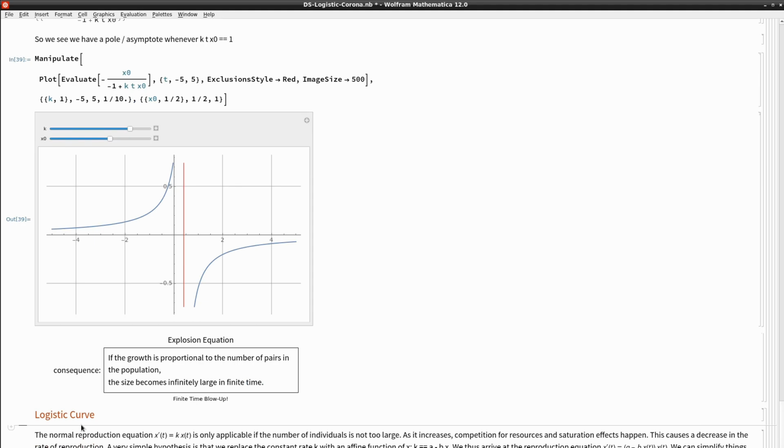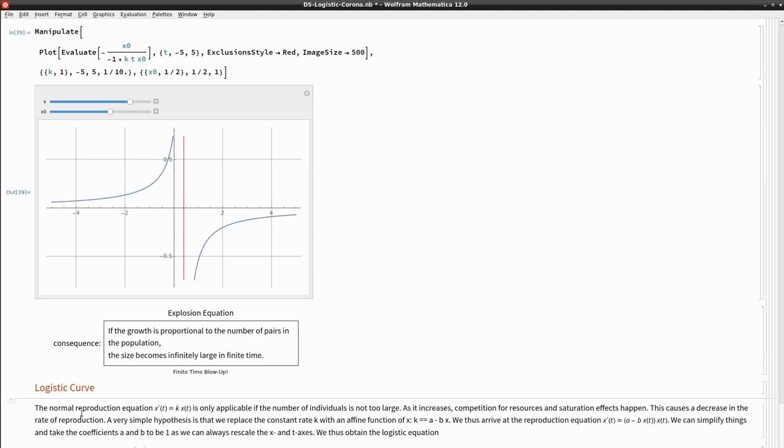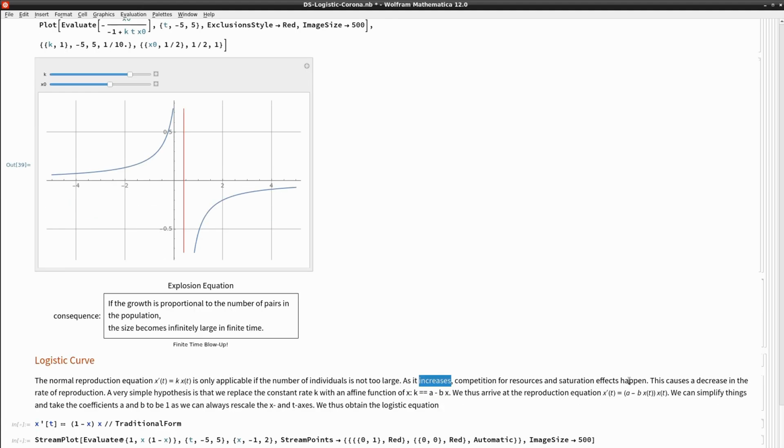Okay, next I'd like to introduce the logistic curve. The normal reproduction equation x prime equals kx is only applicable if the number of individuals is not too large. As it increases, competition for resources and saturation effects happen. This causes a decrease in the rate of reproduction. Because people are getting fed up with it, or there is not enough resource available, the growth cannot happen as fast because there's competition for the resource, or human beings simply are no longer interested in moving to a certain place and moving to a certain area.